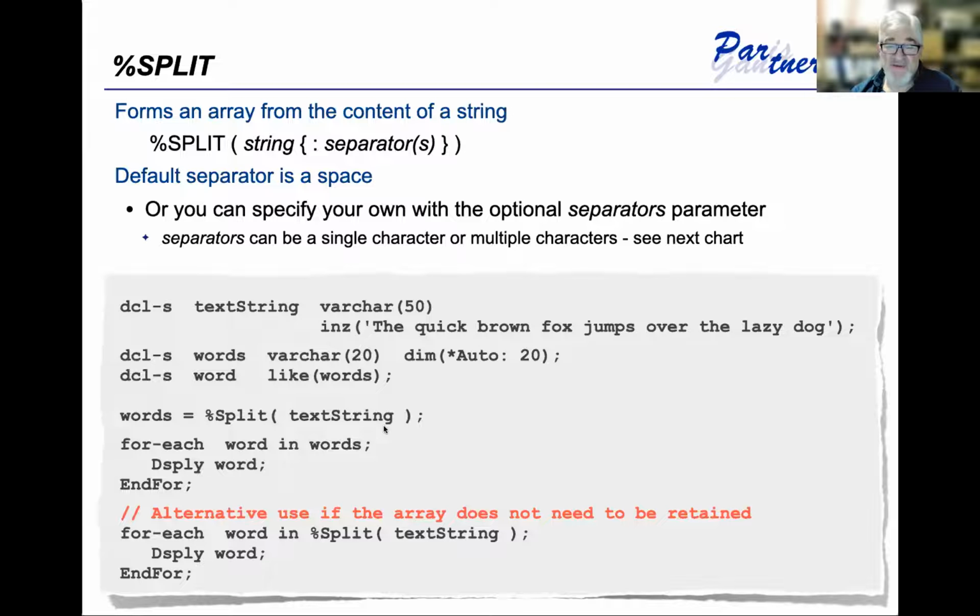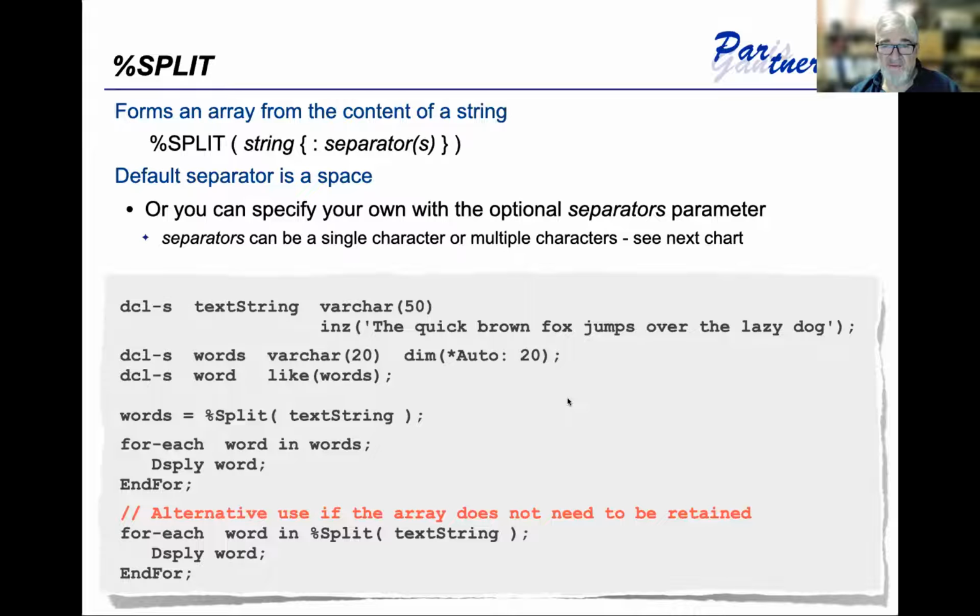Now, by default, this separator is a space. So when I run this code and do the ForEach loop, so for each word in words and display word, I'm going to first display the, then quick, then brown, then fox, and so on and so forth.